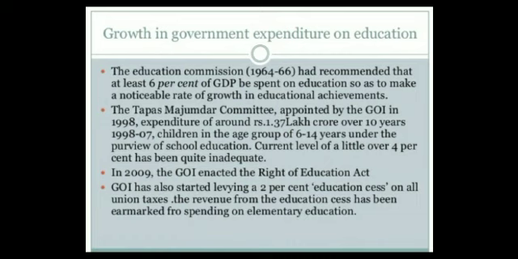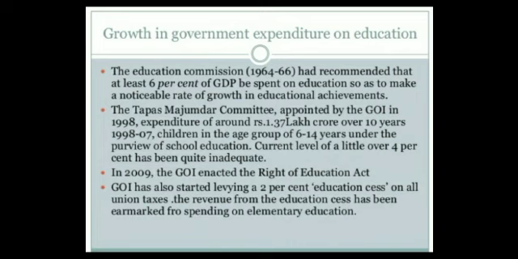The Education Commission in 1964 to 66 had recommended that at least 6% of GDP be spent on education, so as to make a noticeable rate of growth in education achievement. The Tapas Majumdar Committee, appointed by the Government of India in 1998, estimated an expenditure of around rupees 1.37 lakh crore over 10 years for children in the age group of 6 to 14 years. Under the review of school education, current levels, a little over 4%, have been quite inadequate.